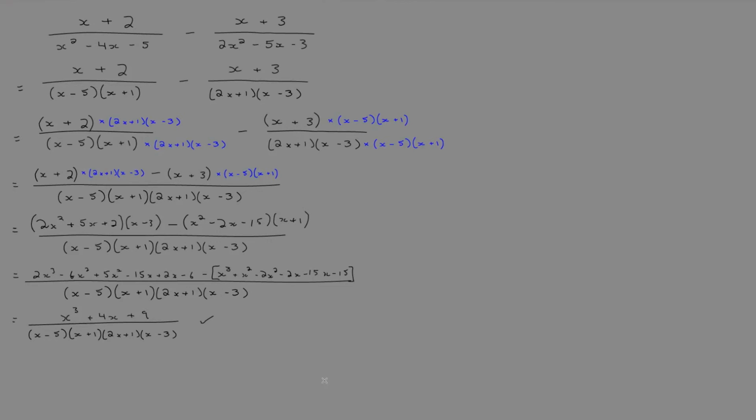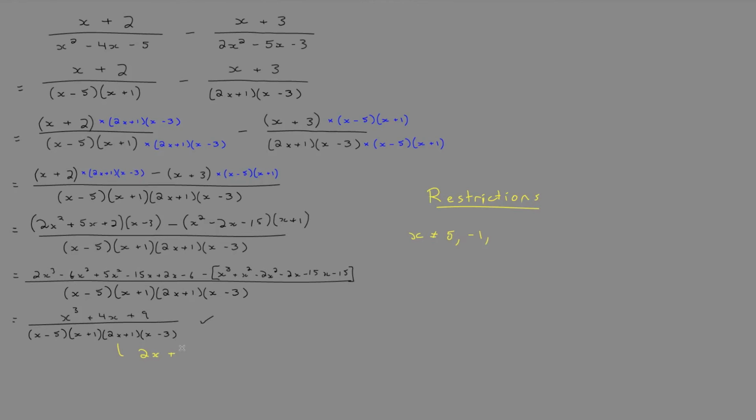We would want to state the restrictions. So let's take a look at what all the restrictions would be. So remember, we get restrictions from anywhere where x would make a denominator equal to 0. So we really only have the same things all throughout. Nothing gets cancelled. So x cannot equal +5. x cannot equal -1.